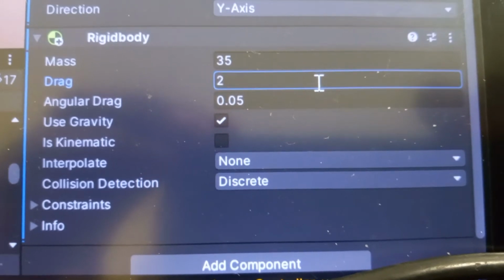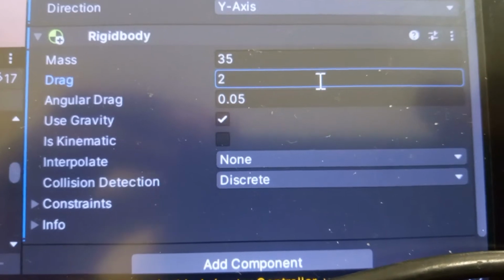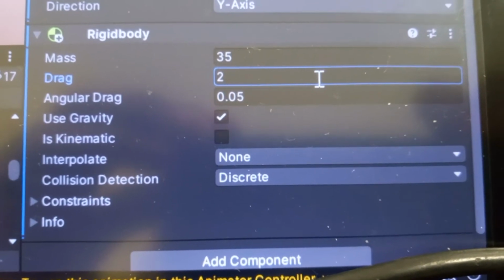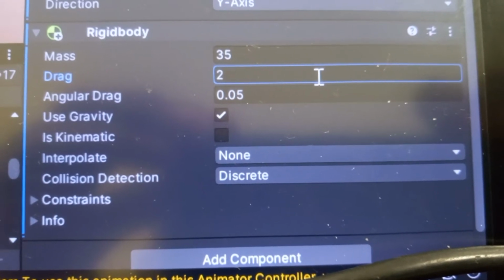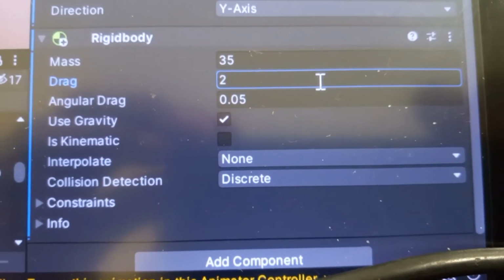Also, the top here is mass. They don't state the units, but the units are kilograms. Drag is obviously friction. Angular drag, I don't know, it's some physics thing, okay? You're falling through at an angle, and it's supposed to be a lower number. And it uses gravity, yes. She falls.